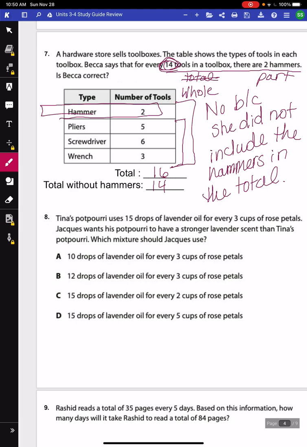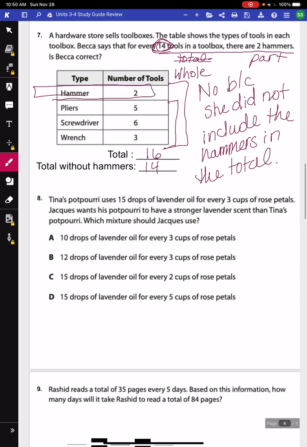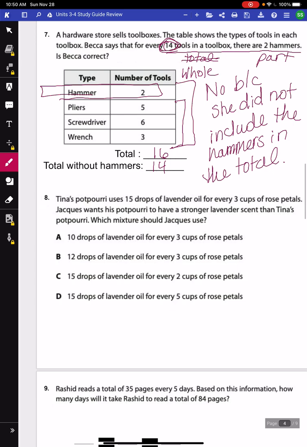All right, number 8. Tina's potpourri uses 15 drops of lavender oil for every 3 cups of rose petals. Jocks wants his potpourri to have a stronger lavender scent than Tina's potpourri. Which mixture should he use? Well, we have 10 drops of lavender oil for every 3 cups of rose petals. Well, he's putting less lavender with the same amount, so that's not going to give it a stronger scent. So it's not going to be A.